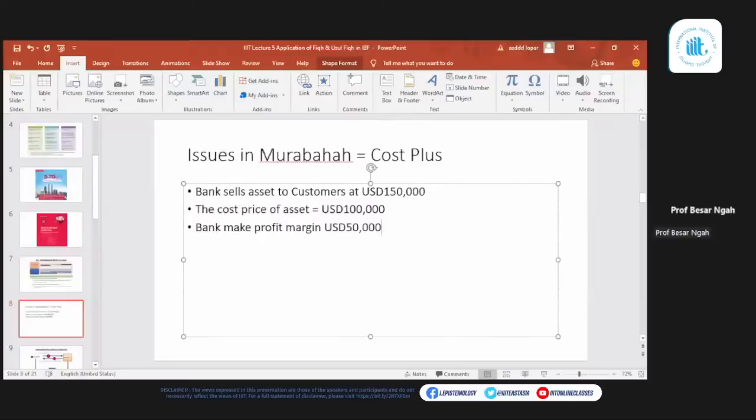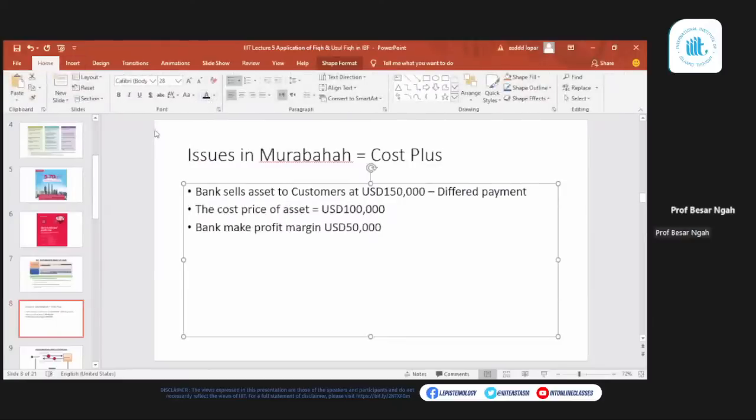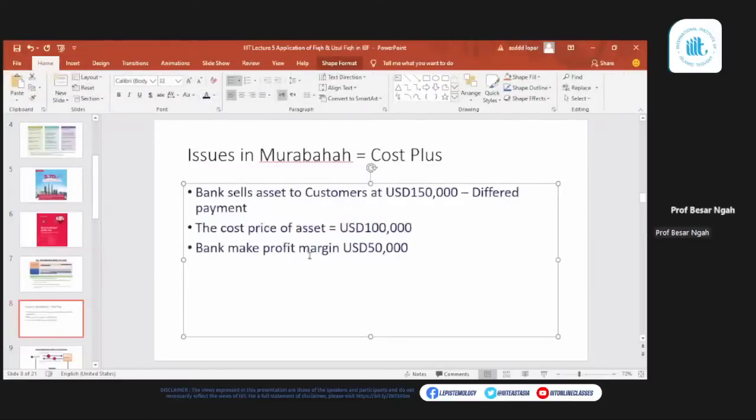What are the issues here? So this is okay, maybe on deferred payment. Deferred payment. In the original sense, this contract is permissible. As far as I'm concerned, it is permissible. But there are issues in this. What are the issues here? One of the biggest issues is how do you determine the price of 150,000? Why 150, for example? Your cost is 100,000. All right, this is your cost.